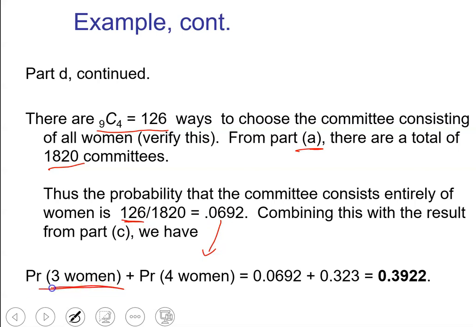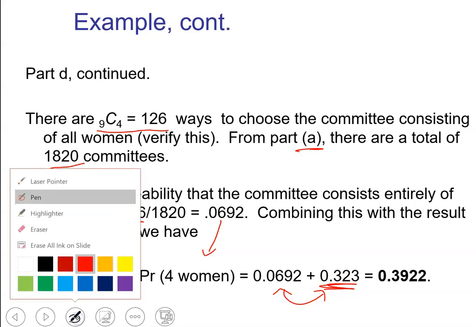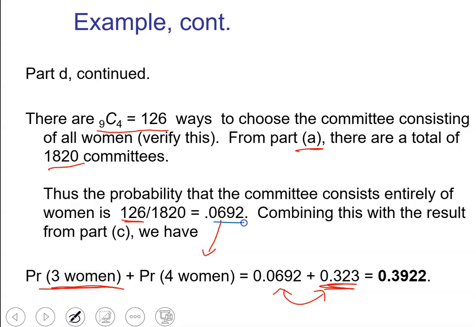Again, we already calculated this from Part C, which was, and I apologize, this really should be switched around to match this. The probability of 3 women is 0.323, where the probability, and let me use a different color here, of having 4 women is 0.0692. Add those together, that gives us the total probability of 0.3922. So a little over 39%. Okay.